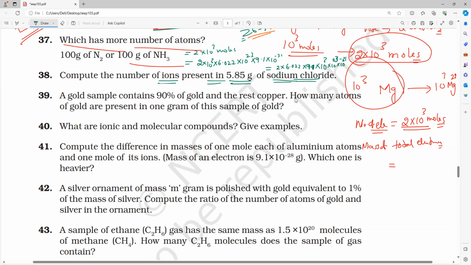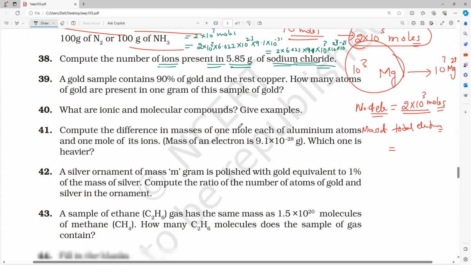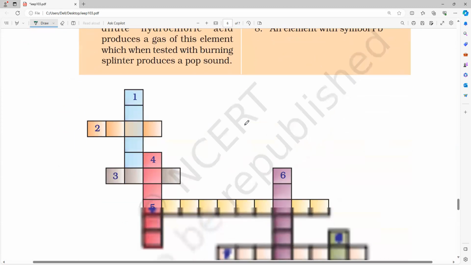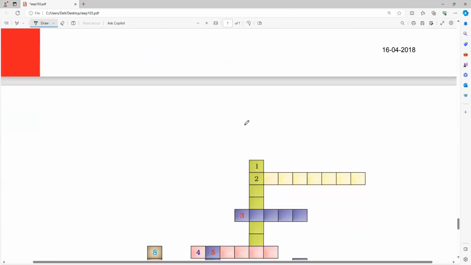So compute the number of ions present in 5.85 grams of sodium chloride. Given mass, what is the given mass, everyone? 5.85 grams. So given mass is equal to 5.85 grams. Now let us find the molar mass of sodium chloride. What is the molar mass of sodium chloride, everybody? You all should speak, guys.